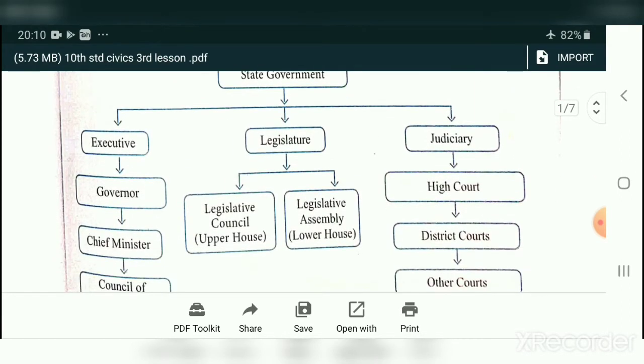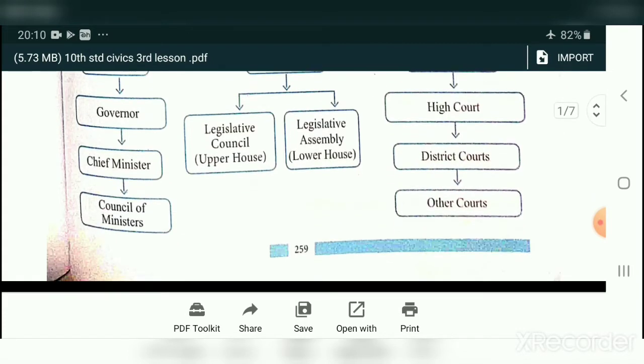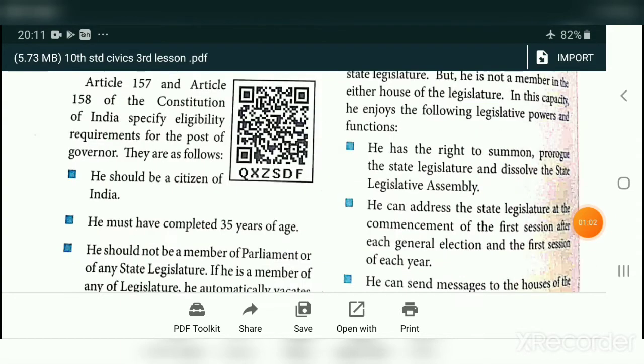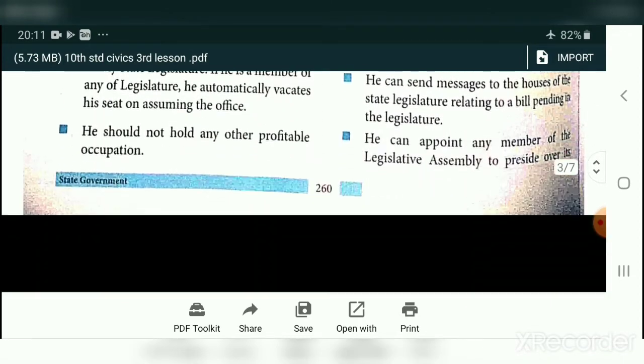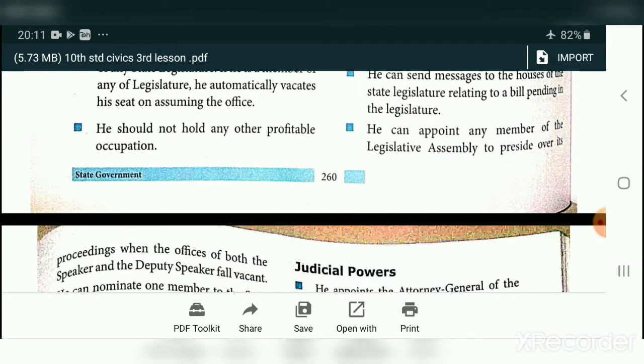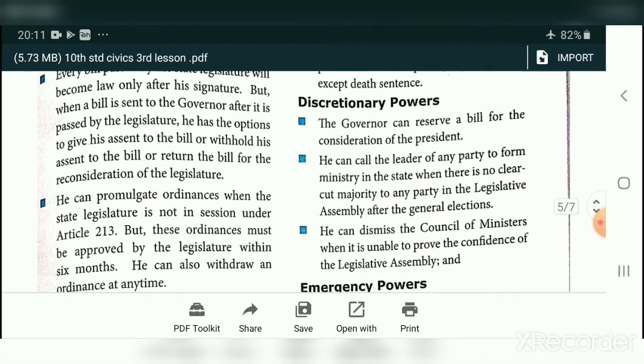And we have studied the executive branch: governor, chief minister and council of ministers. In our last class, we completed the powers and functions of the governor. The governor is the constitutional head of the state. He is appointed by the president. And we have studied about the qualification of a governor and his legislative powers, executive powers, financial powers, and judiciary powers, etc. During emergency period, the governor possesses vast powers.